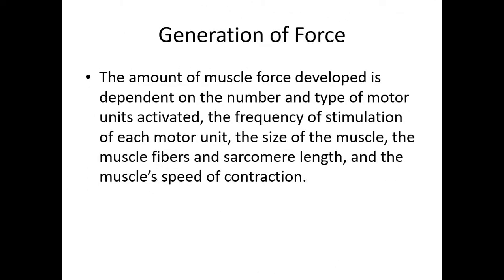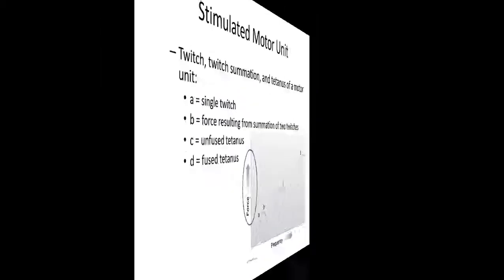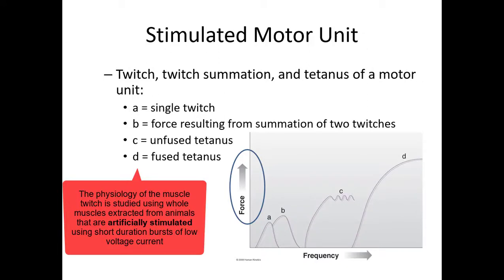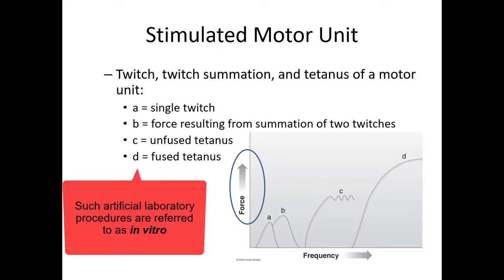Generation of force: the amount of muscle force developed is dependent on the number and type of motor units activated, the frequency of stimulation of each motor unit, the size of the muscle fibers and sarcomere length, and the muscle speed of contraction. The physiology of the muscle twitch is studied using whole muscle extract from animals that are artificially stimulated using short duration bursts of low voltage current.